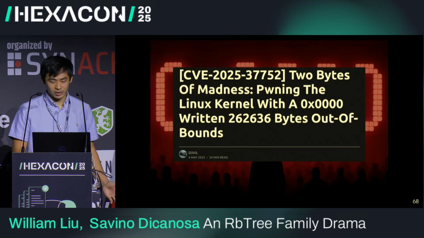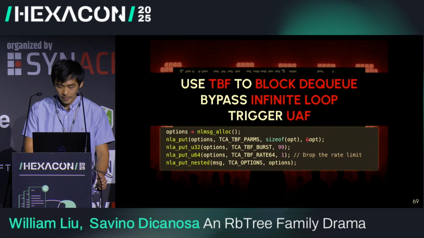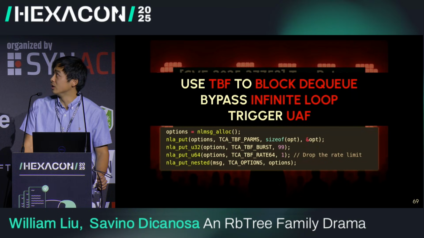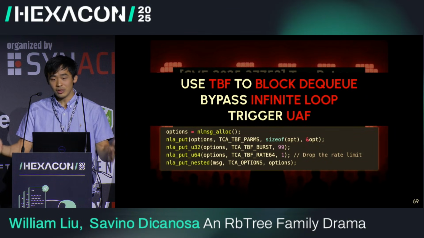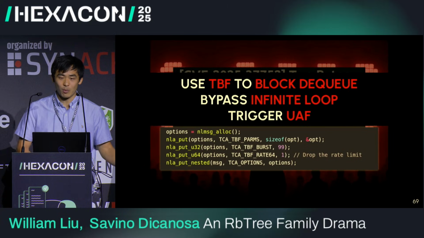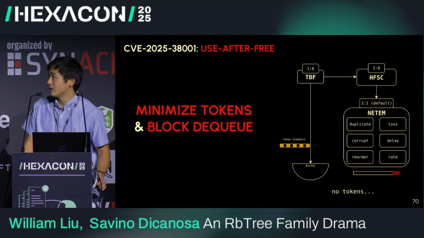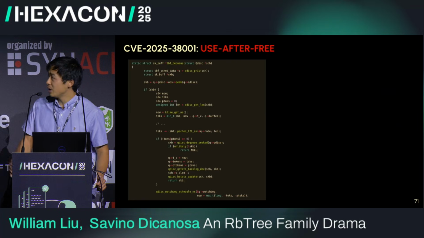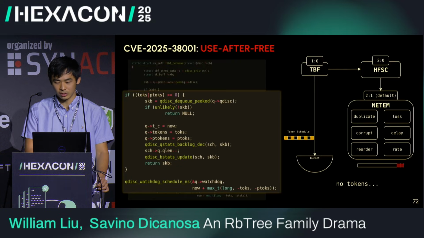The answer is yes, because Savino actually encountered a similar case a few months ago. The idea is to basically use a TBF to block the DQ, and then from there, if you block the DQ, you can then trigger use after free. You can check out more in this article later. So in the TBF case, you can minimize the tokens to block DQ. When TBF doesn't have enough tokens, the TBF gets rescheduled by a watchdog, so it blocks the DQ case.